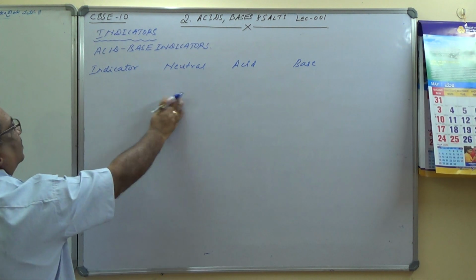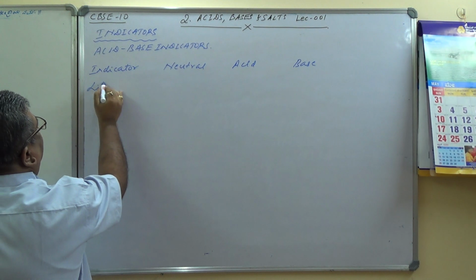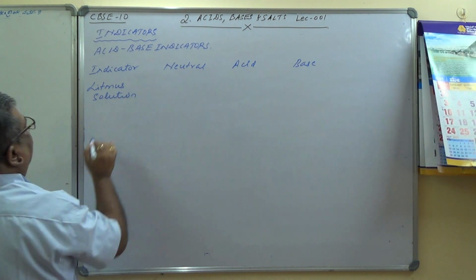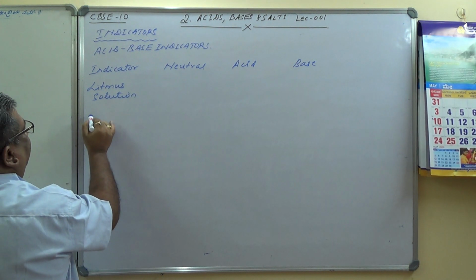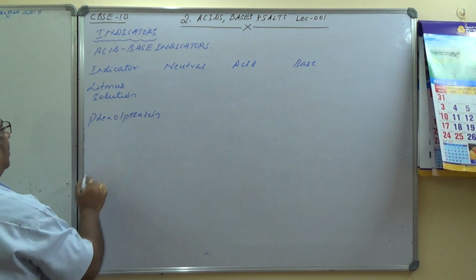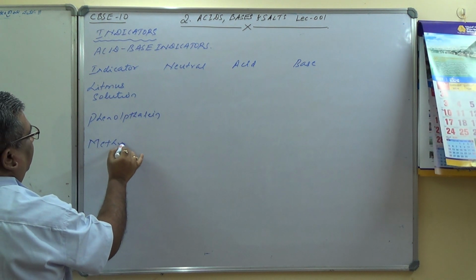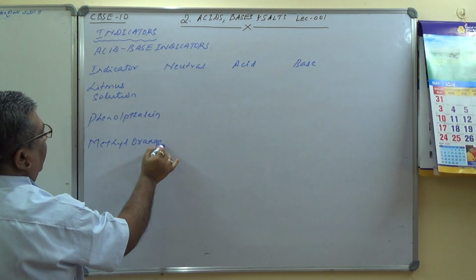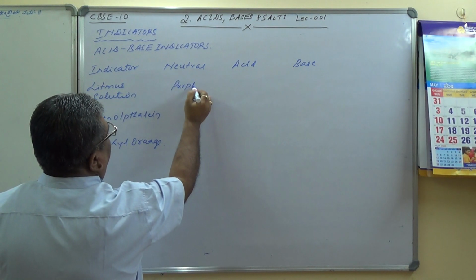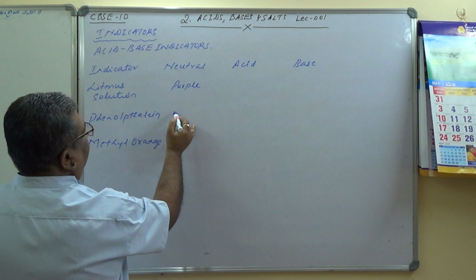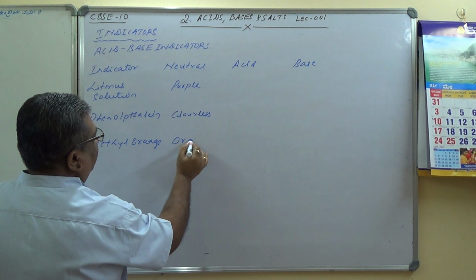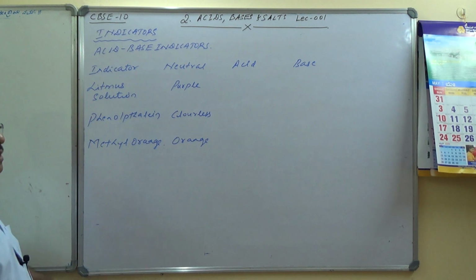Indicator, we'll use first one, litmus solution. Second one, phenolphthalein. Methyl orange. These are very important. Litmus solution is purple in color under neutral condition. Phenolphthalein is colorless, and methyl orange is orange in color. This is in neutral condition. You understand?